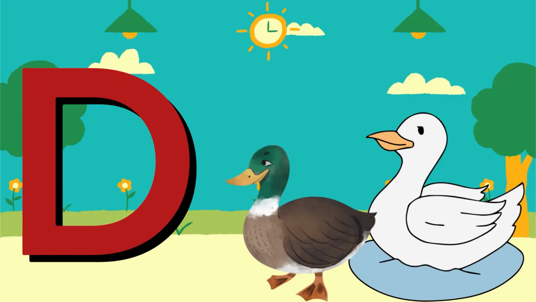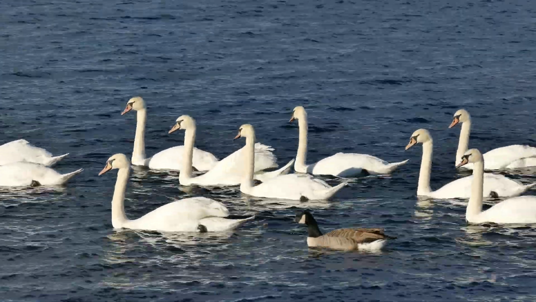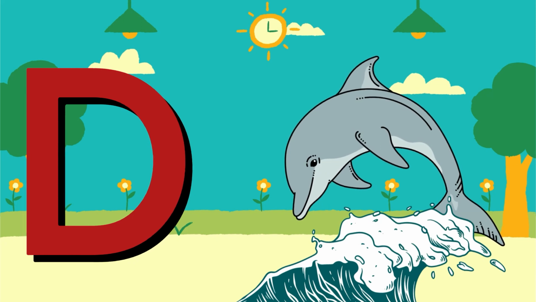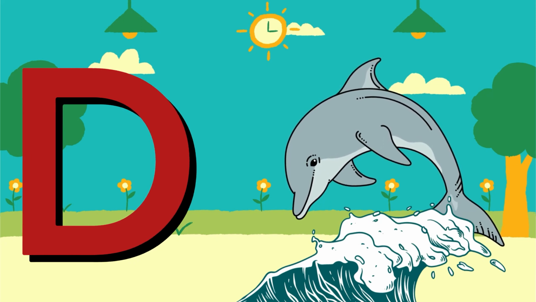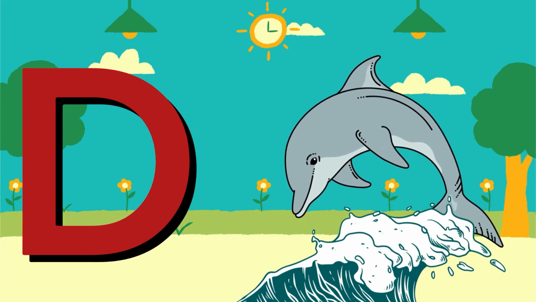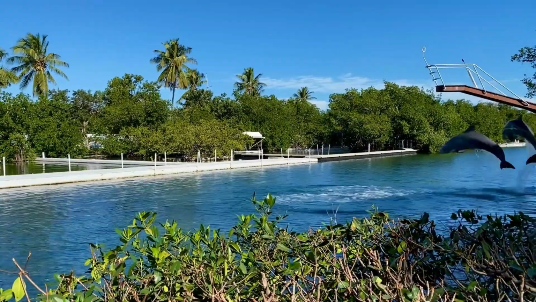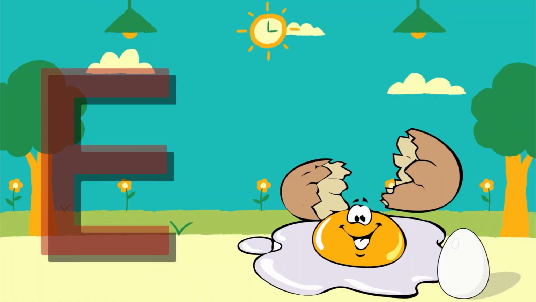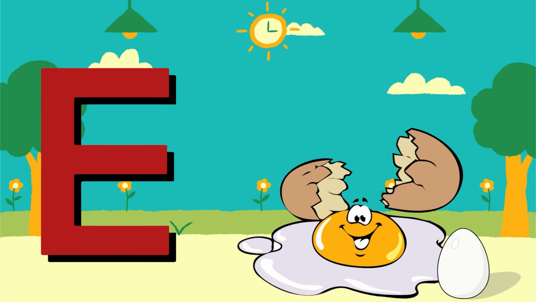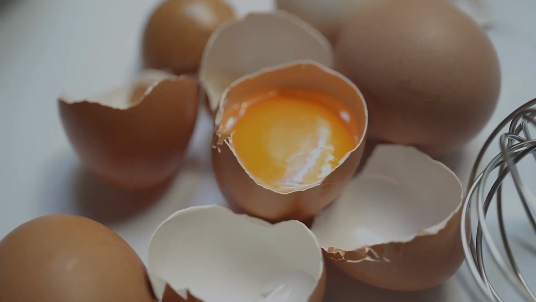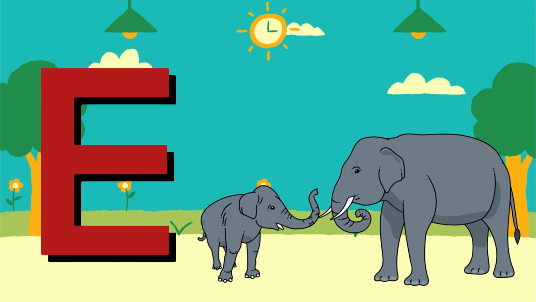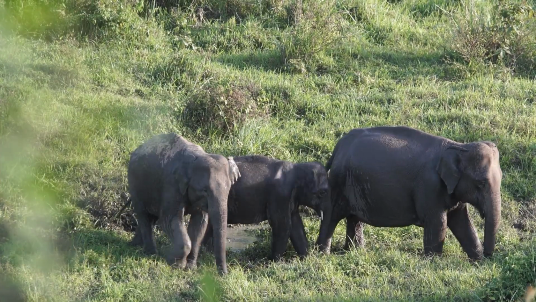D for duck. D for dolphin. E for egg. E for elephant.